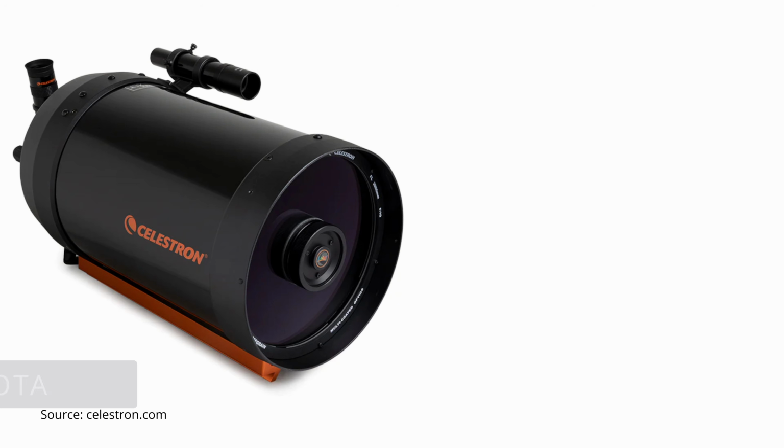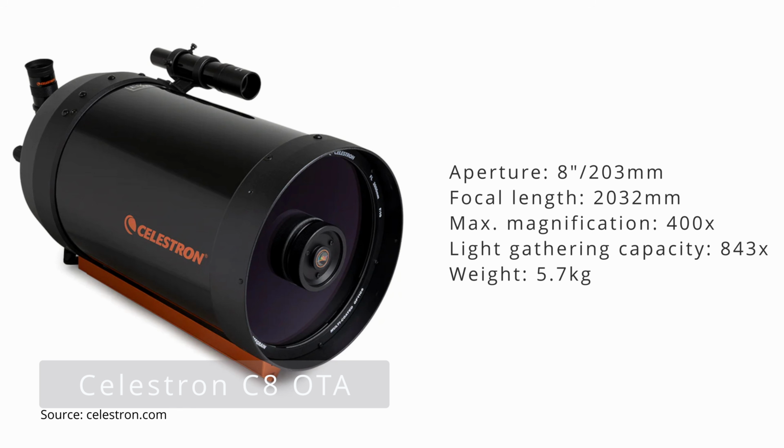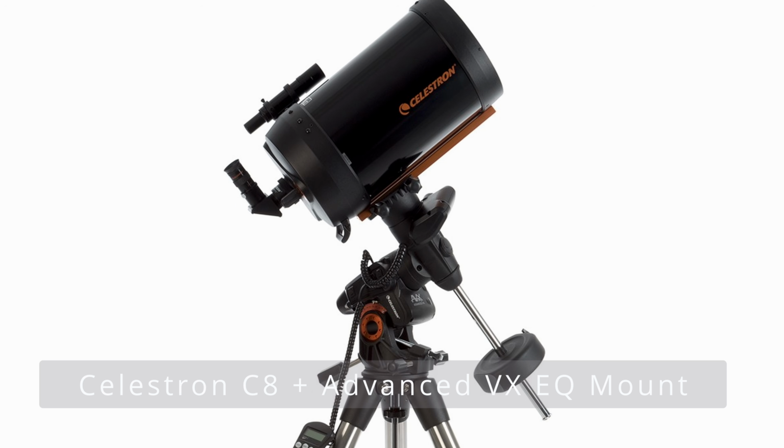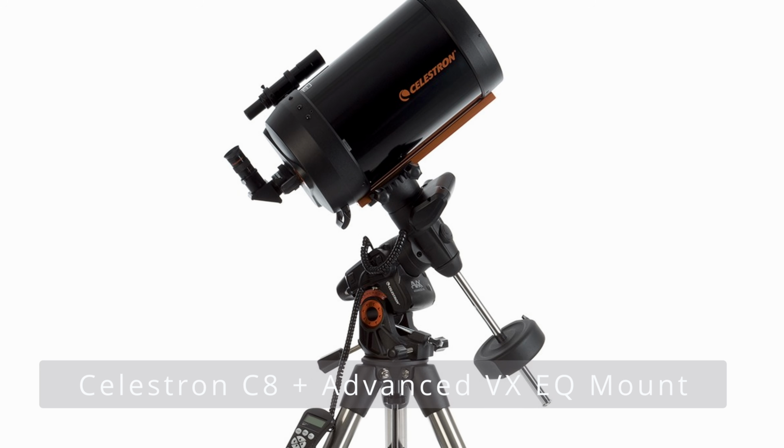If you are more experienced and know exactly what type of observations you want to do, then you could check out the C8 OTA from Celestron and maybe pair it with a go-to EQ mount to allow for longer astrophotography sessions as well. At 8 inches or 200 mm of aperture, this telescope is still portable enough to be taken to a remote location with better skies without too much of a hassle.